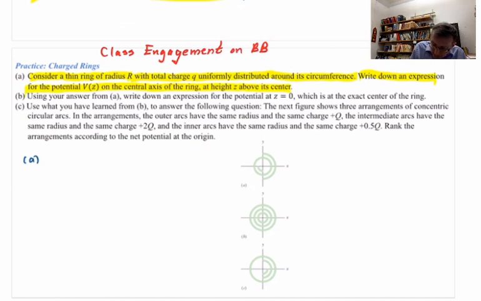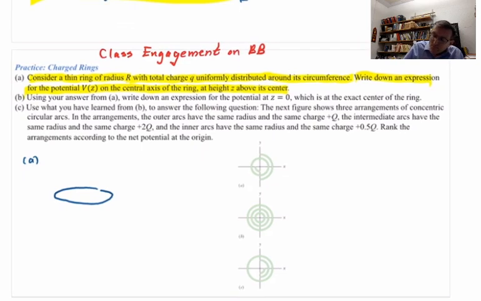what you have to imagine is that you have a ring. And then there's the center, and there's the z-axis going up. There you are at a point, height z. The ring has radius big R, total charge q. It's a ring, though, not a disk. It's got a hollow interior. Write down the formula for V of z.